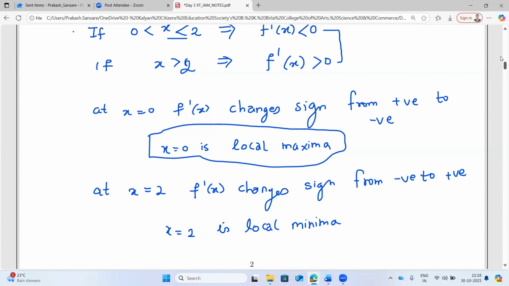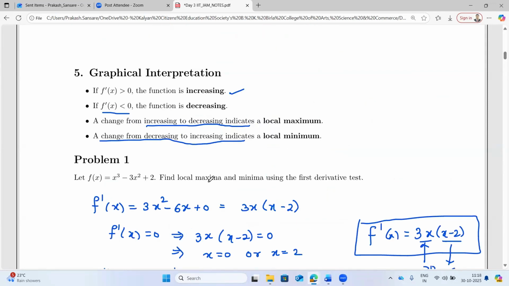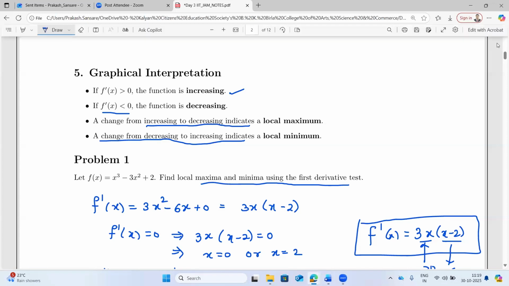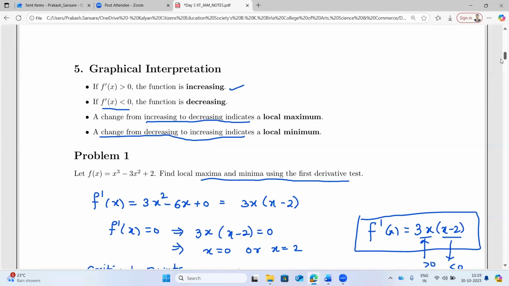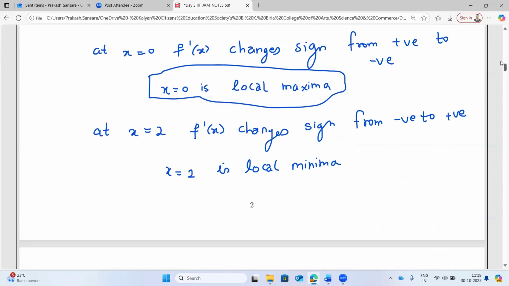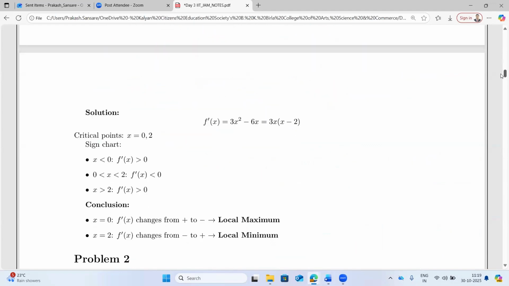Okay, so the question was to find the maxima, minima using the first derivative test. Of course, there are various methods. I just wanted to show how the first derivative test is useful to find out the maxima, minima. One may get a similar conclusion with another method also. So here the problem is completed. Here I have also given the solution: f dash x, critical points 0 comma 2, the sign chart I have made, and then the conclusion, local maxima, local minima.